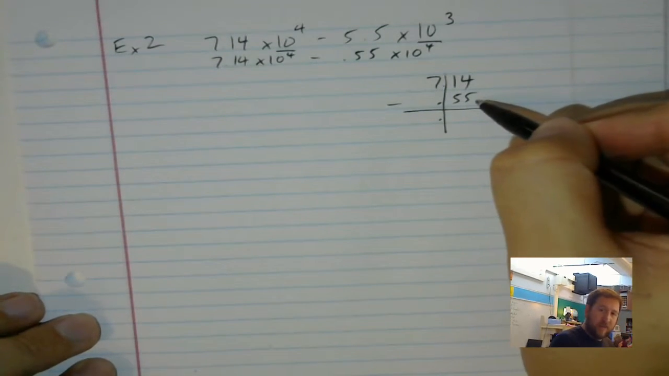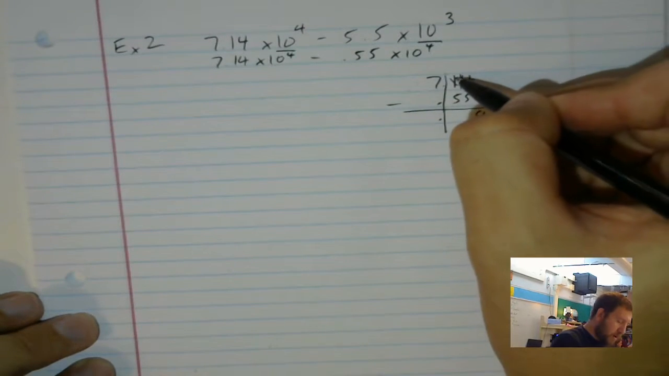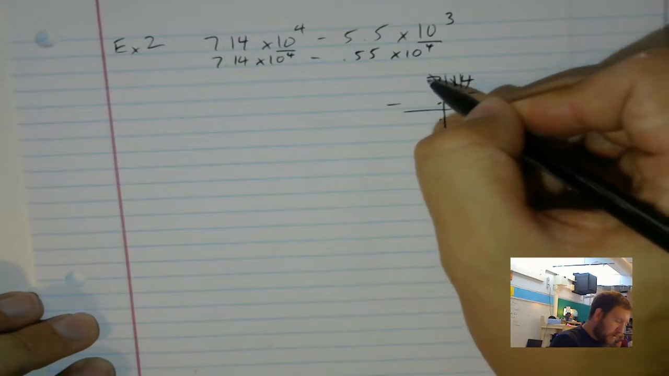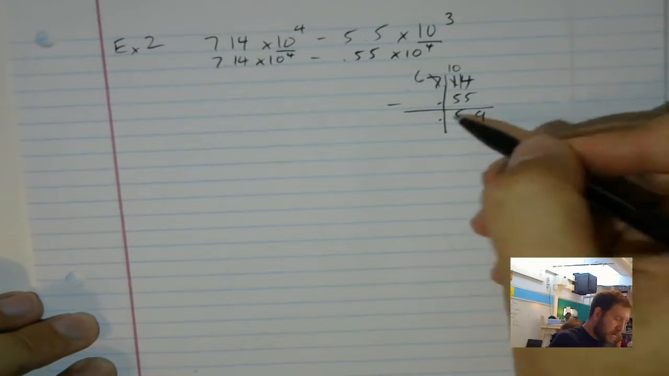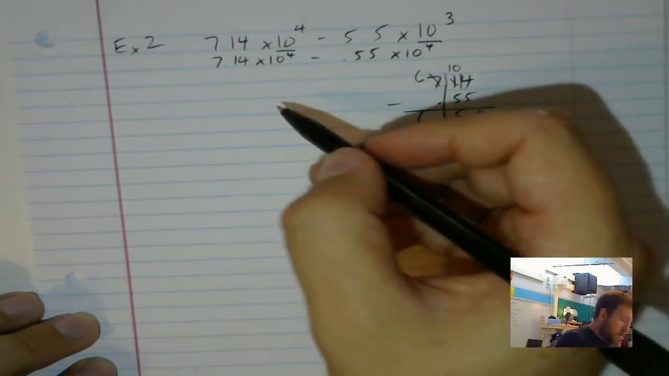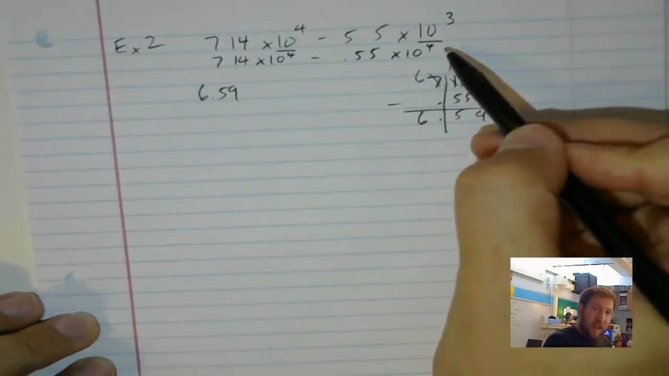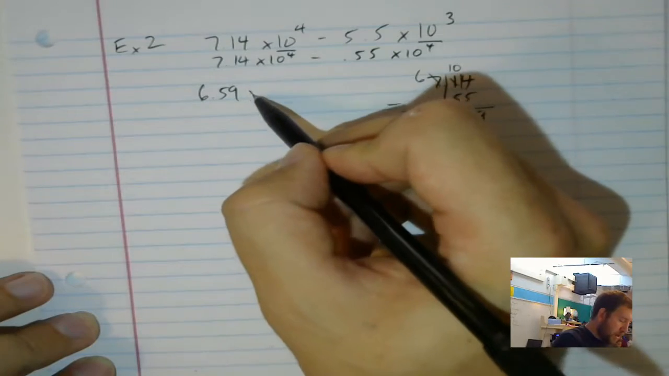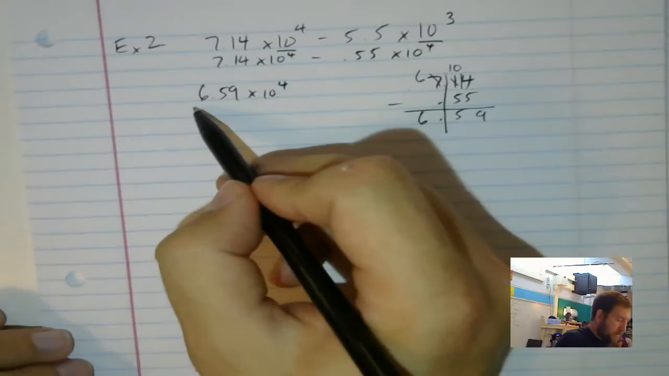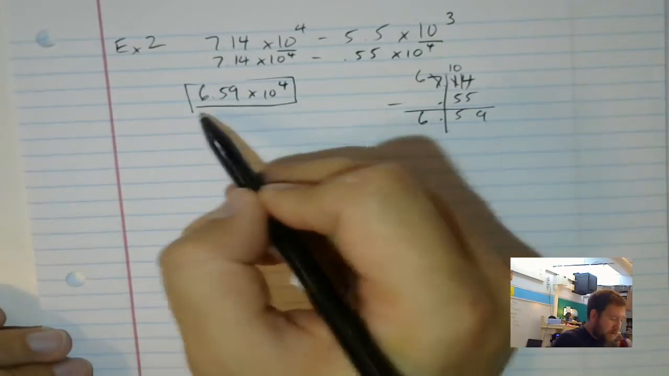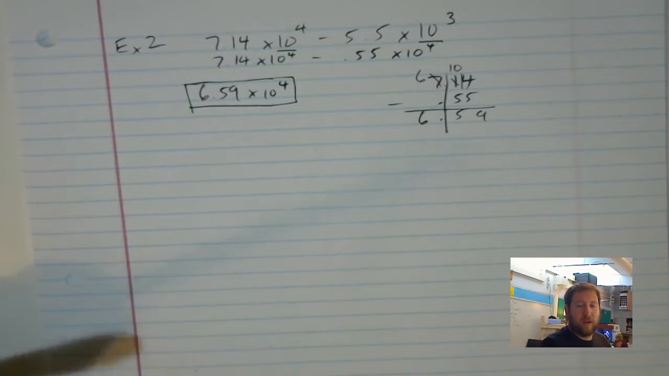4 minus 5, can't do that, I'll have to carry. 14 minus 5 is 9. Well, 0 minus 5, can't do that either, I'll have to carry. So now I have 10 minus 5 is 5, 6 minus 0 is 6. So I have 6.59. And I need to bring my same exponent that I used. So I'm going to bring down times 10 to the 4th. And now I'm good to go. I've got my answer, and just like I forgot to do last page, I'm going to make sure to box it up so that I know which answer is correct.